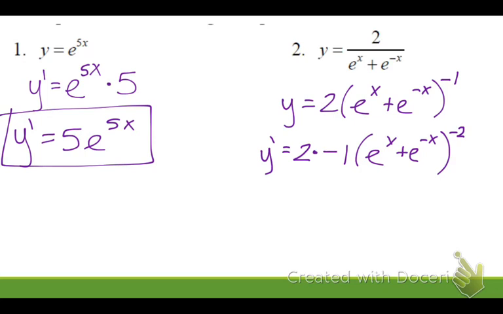Times the inside, but the inside, even though it looks complicated, it's super easy. The first one, what's the derivative of e to the x? E to the x. I'm sorry I'm writing this on 2 lines, it should be 1, I just don't have enough room. So this should all be a same continuation of the line. So the derivative of e to the x is e to the x. What's the derivative of e to the negative x? E to the negative x times -1. Good.